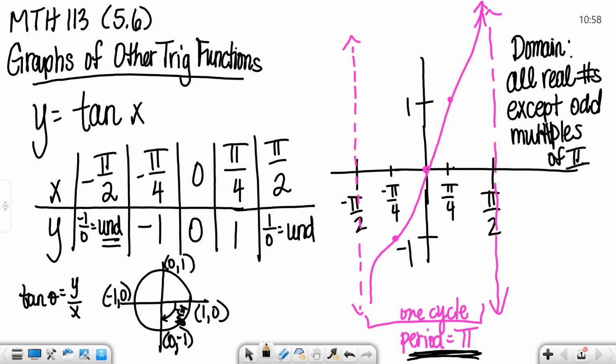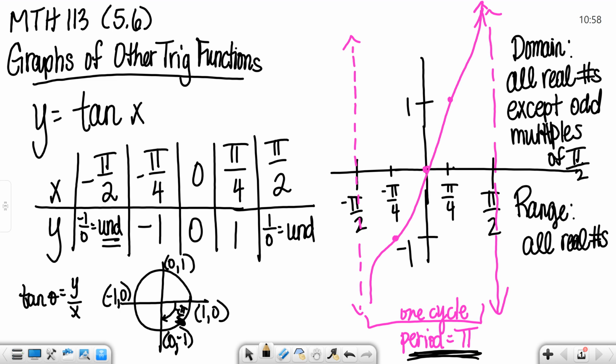Over 2. Sorry, that should say pi over 2. Odd multiples of pi over 2. Okay, our range would be another important value. And our range, there is no asymptote. And so our range is up and down, y values, and it is all real numbers.